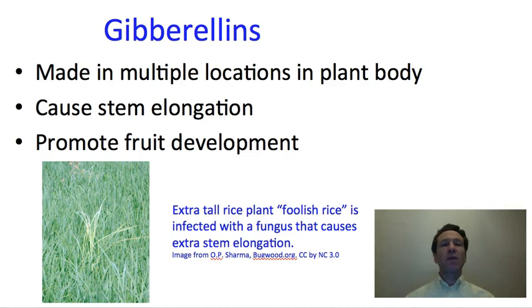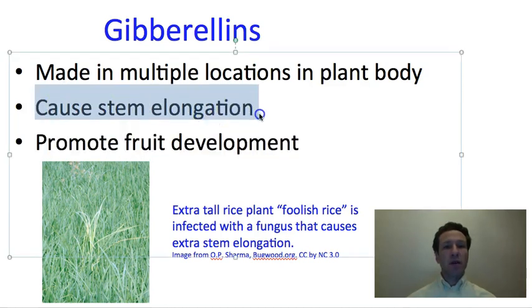We will move on now and talk about another kind of hormone. This is gibberellins. And gibberellins are made in multiple parts of the plant. We won't talk about all of those parts. They have a few roles. One role is to cause stem elongation. And there's a picture of this down below.